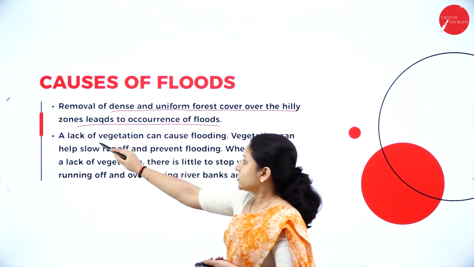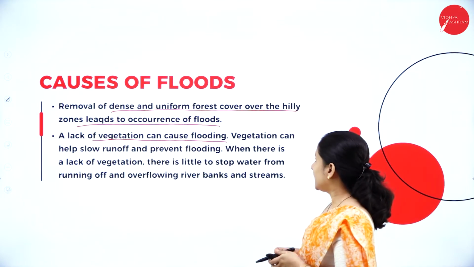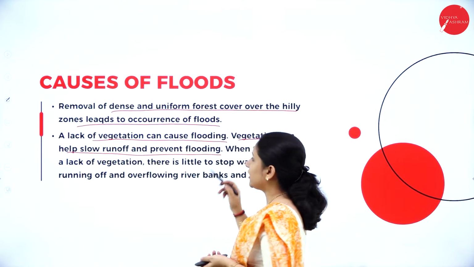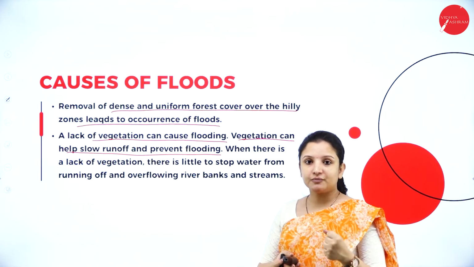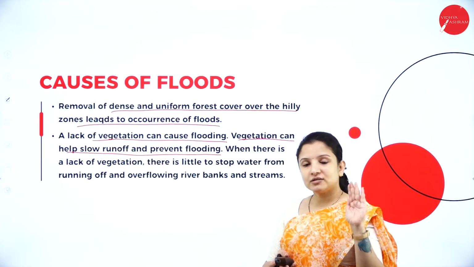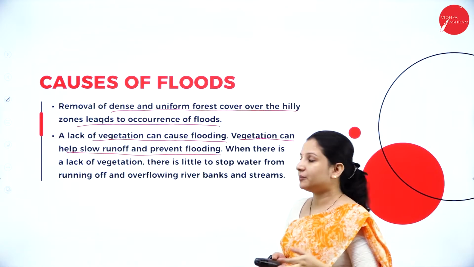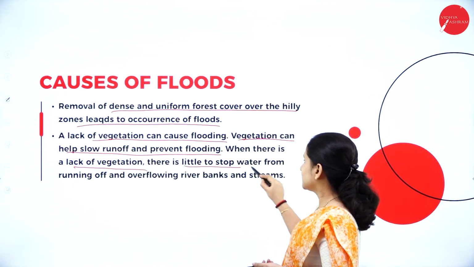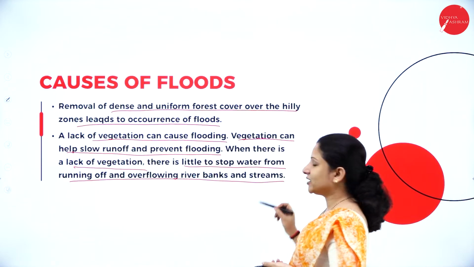And a lack of vegetation can also cause flooding, because, as I told you, overgrazing and all those can also cause flooding, because vegetation helps in preventing water runoff and therefore prevents flooding, because the more vegetation, the more water the soil can absorb. So therefore surface runoff will be reduced. But no vegetation means the surface runoff will completely increase and therefore the seepage of water will be completely reduced. So when there is a lack of vegetation, there is little to stop water from running off and overflowing in the rivers, banks, streams, etc.